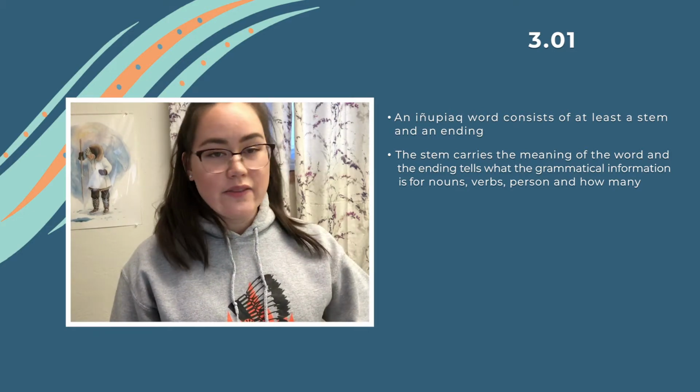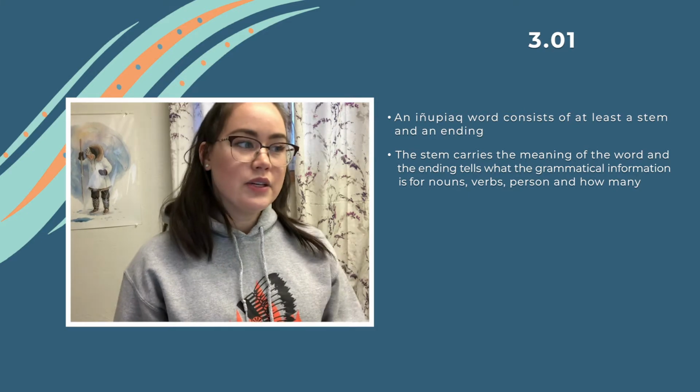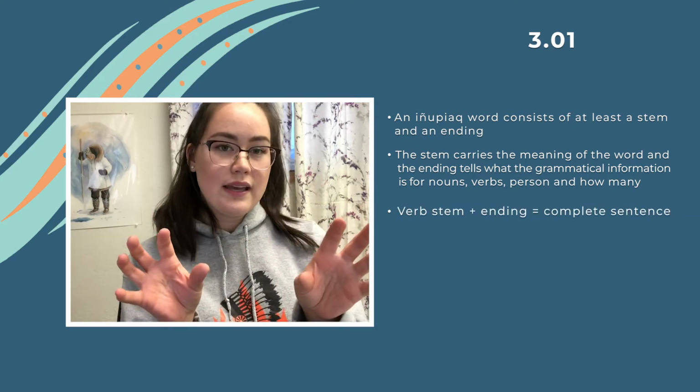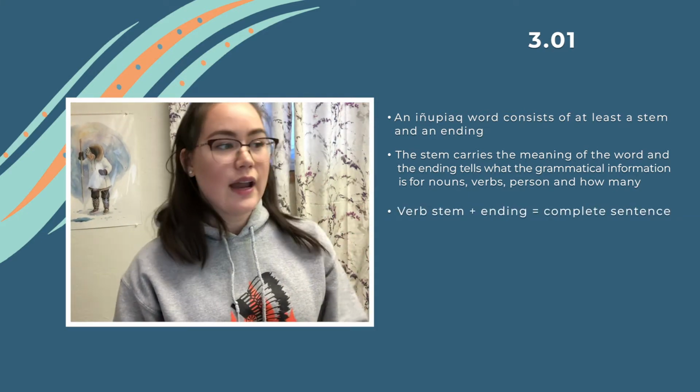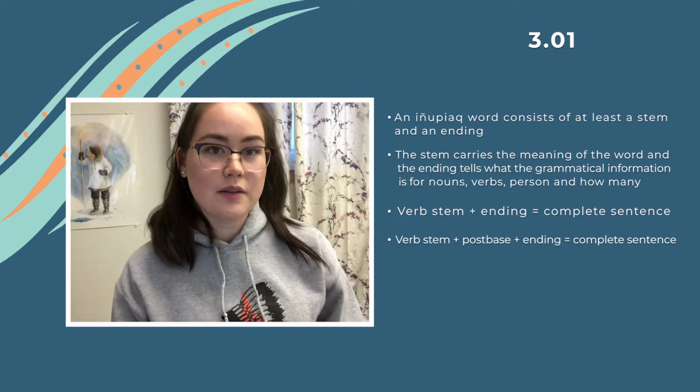You cannot have a verb stem word by itself. It will be an incomplete sentence. So you will have your verb stem plus an ending, and that will be a complete sentence. Or you could have a verb stem word, a postbase, and an ending. Then that will also be a complete sentence.